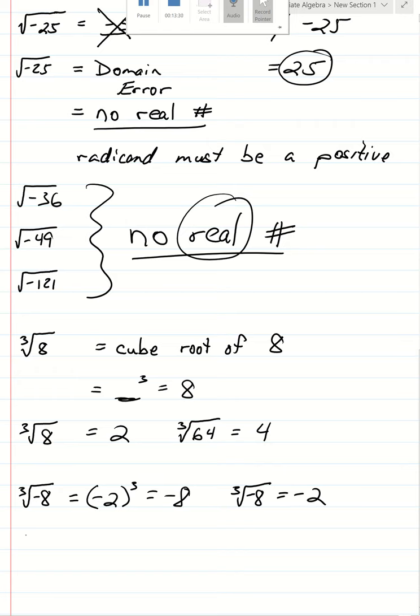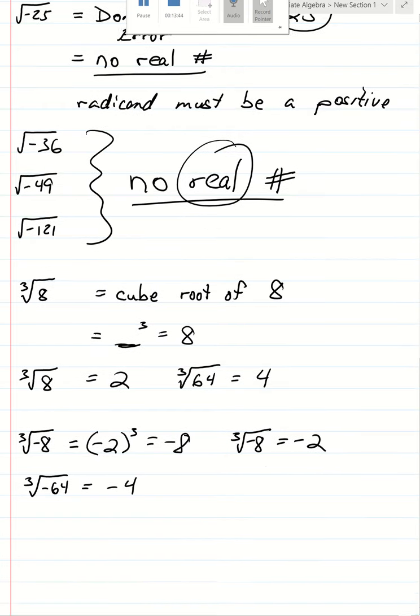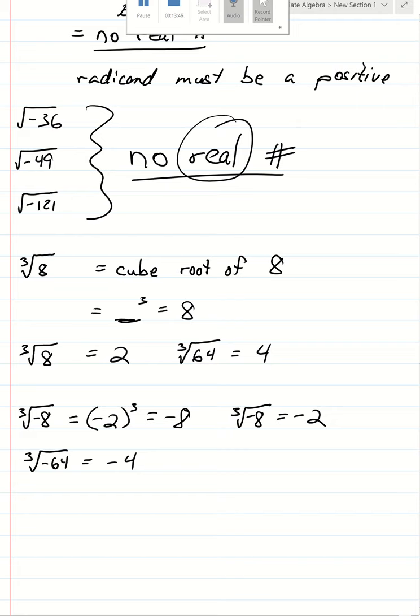If I was to take the cube root of, let's say, the number negative 64, that would in fact equal negative 4. Okay? So it's okay if we have a negative radicand when we have a root index that's odd, like the number 3 here. There are some other root indexes.